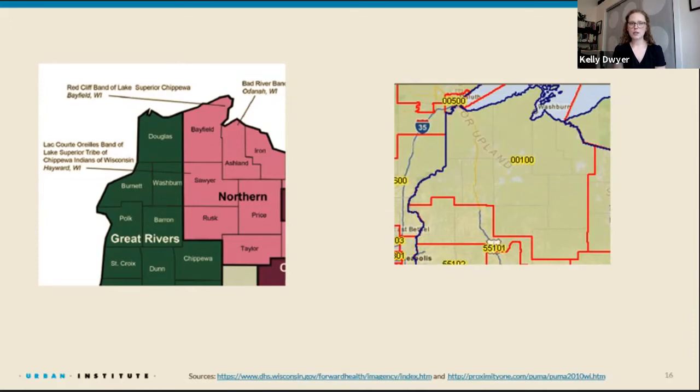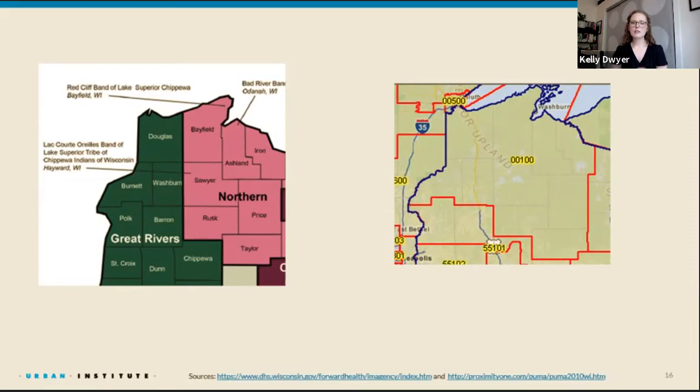So just to give you an example, we can see in the PUMA shown here on the right that it contains both Burnett County, which is in the Great Rivers area, and it also contains Taylor County, which is in the northern region. So we had to make sure that we were allocating the correct number of families to the correct area. And we came pretty close to our target distributions, within 1% in most areas.